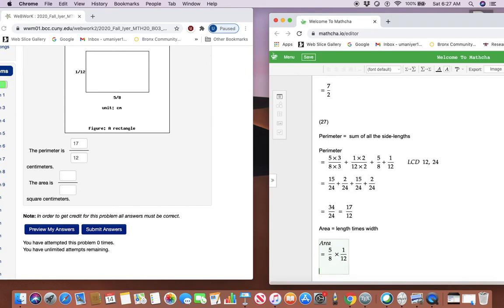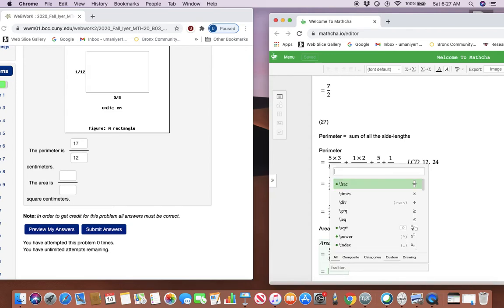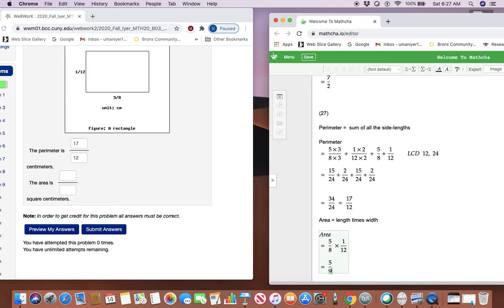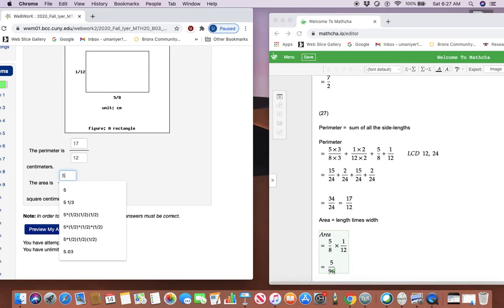Okay, let's see, does anything reduce? Numerator versus denominator? Nothing reduces. 5 does not reduce with either one of these. So all I have upstairs is 5. 8 times 12 downstairs is 96. So that's 5 over 96.